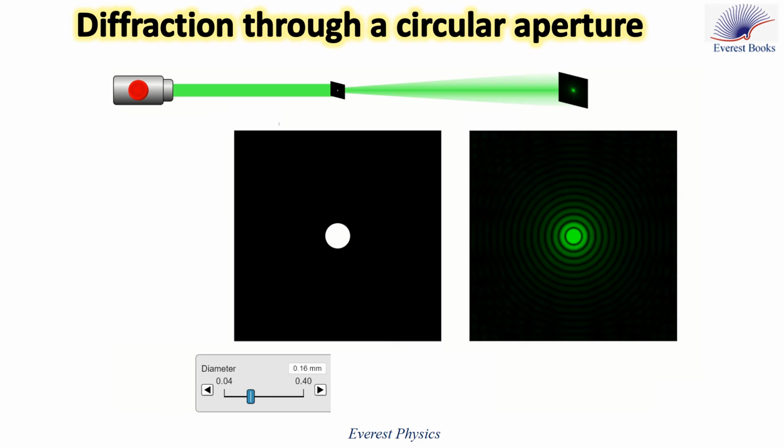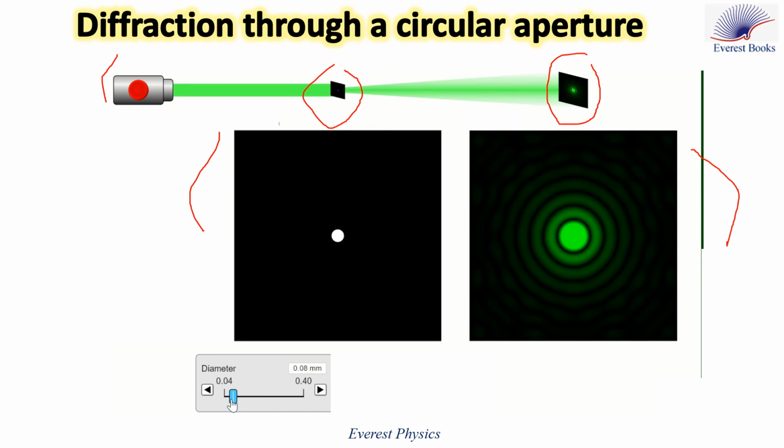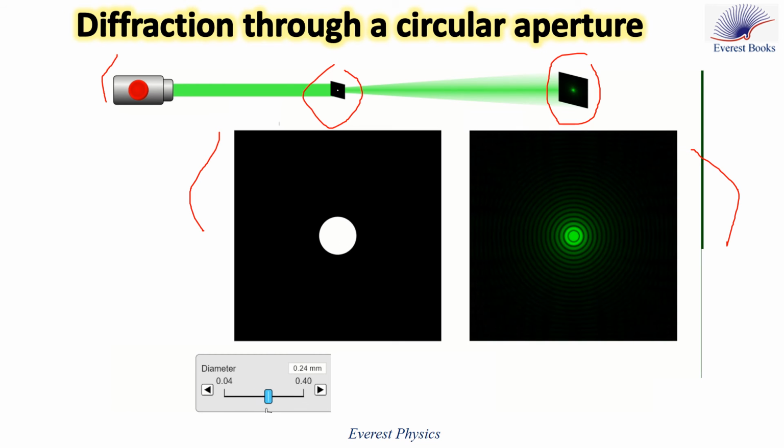Let's move to the diffraction through a circular aperture. Here is the laser source. Here is a magnified image of the circular aperture, and here is a magnified image of the screen. What do we observe on the screen? We observe a central circular bright spot surrounded by progressively fainter concentric bright and dark rings. Now, what happens if the diameter of the aperture decreases? Observe. The rings become wider. And when the diameter of the aperture increases, the rings become narrower.